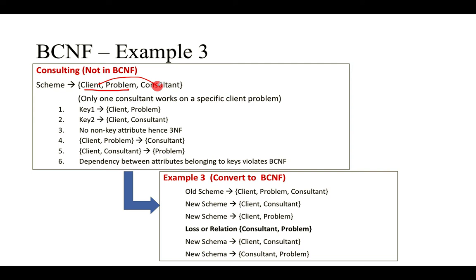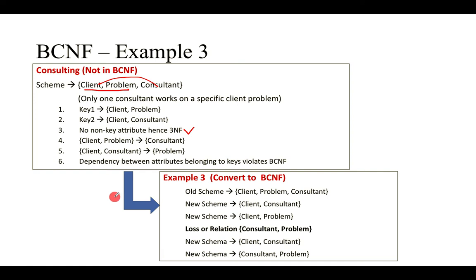So here we have no non-key attribute and no transitive dependency, so this table is in third normal form. The client plus problem key is determining the consultant, and the second key, client plus consultant, is determining the problem. So there is dependency between the attributes belonging to non-key, and this is a sort of violation for BCNF. There should not be any interdependencies towards the composite keys.